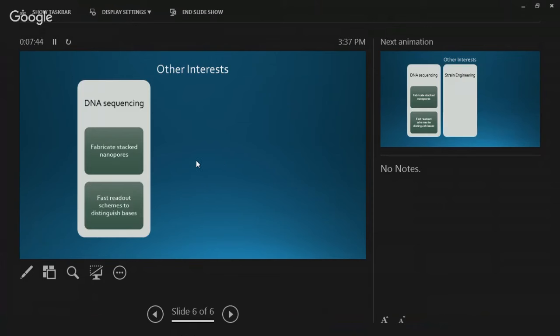We are also interested in figuring out how to make readout schemes that are able to distinguish the bases in the DNA. The problem is the DNA passes through these pores fairly quickly, so it's important to make readout schemes which are fast. Okay, so that's something that we're interested in.